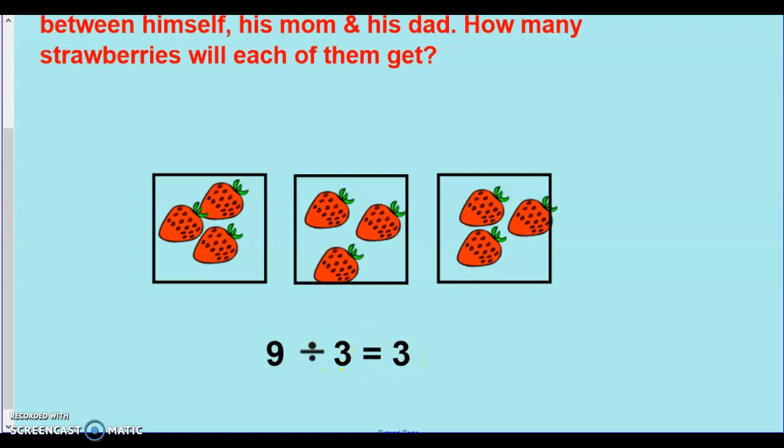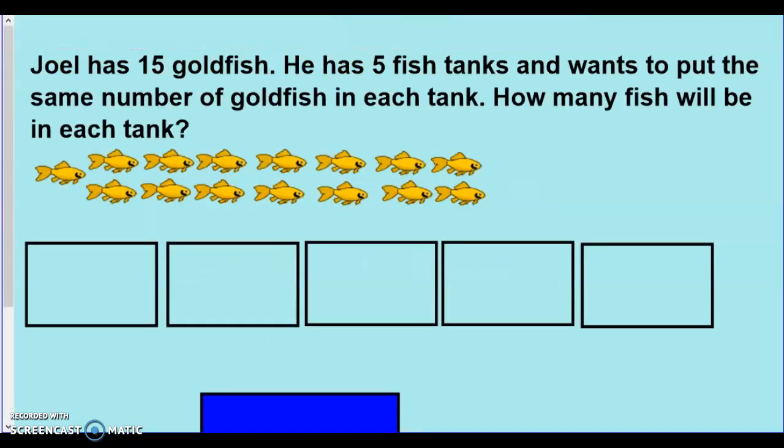Let's look at another example. This one, Joel has 15 goldfish. He has 5 fish tanks, and he wants to put the same number of goldfish in each tank. How many fish will go in each tank?